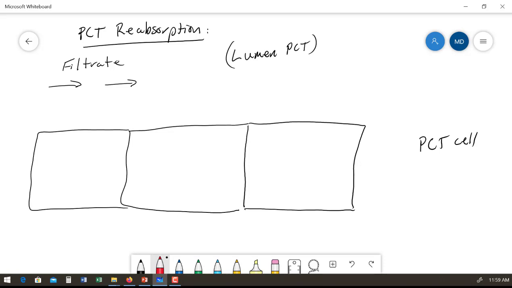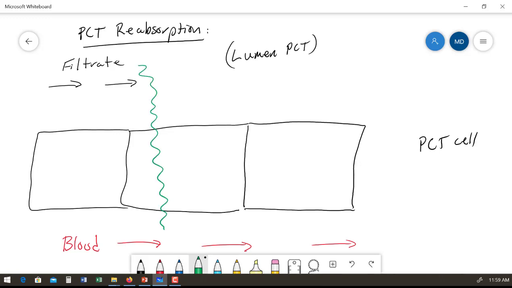So on the other side of the proximal convoluted cells, at some point we have blood supply. And so we have blood flowing along over here, where we'll recapture everything, okay? Now what we need to do is get the stuff from the filtrate, we need to get it to move across the cells and into the blood. All right, so that's what we're going to talk about, how that actually takes place. First of all, let's talk about sodium. So we're going to look at the different molecules and how they move.